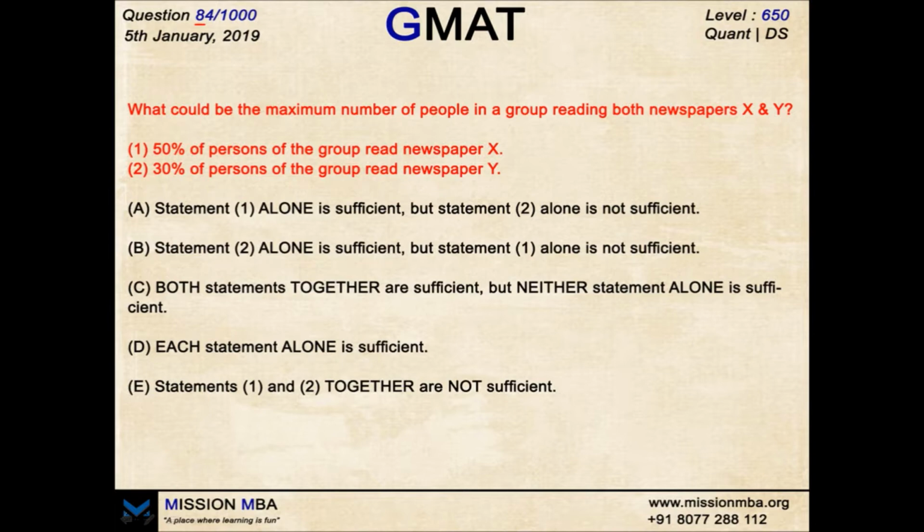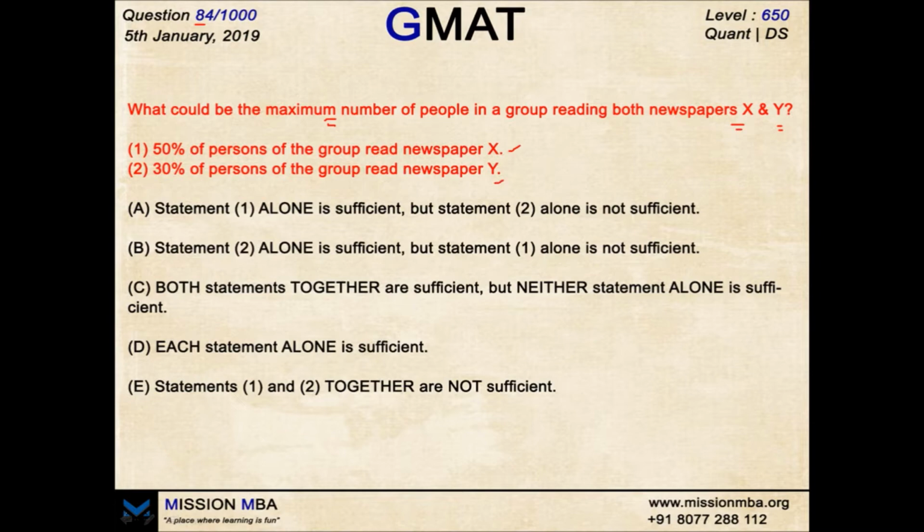The question is, what could be the maximum number of people in a group reading both newspaper X and Y? Alright, so I need to find out the maximum number of people in this group reading X as well as Y. So the intersection of X and Y. Now, the first statement says that 50% of persons of the group read newspaper X. The second says 30% of the persons of the group read newspaper Y.